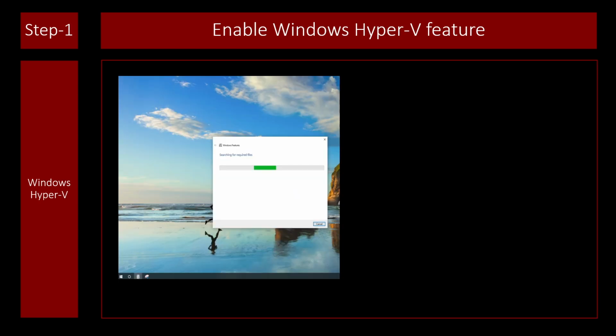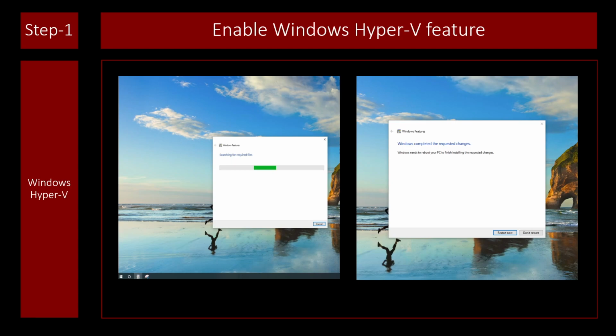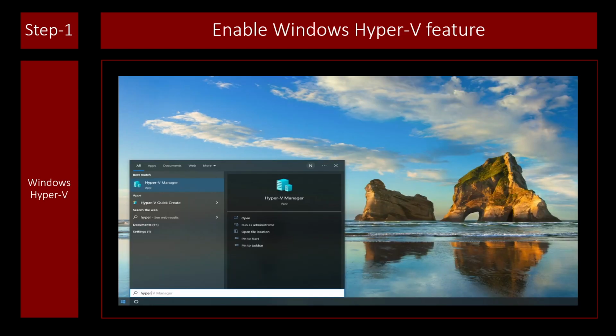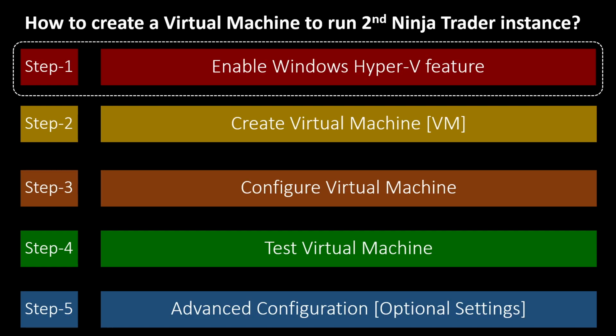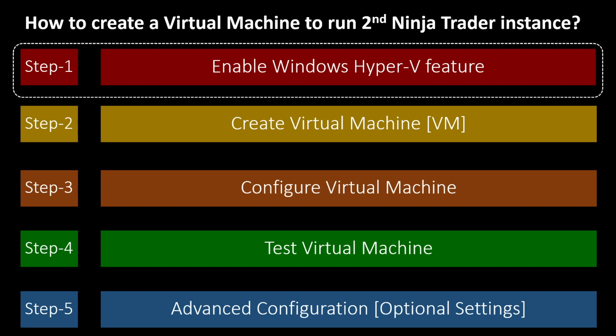Windows will start loading the Hyper-V feature. It will then ask you to restart your computer. Click on Restart. After the computer has restarted, click on the Windows icon one more time and now search for Hyper-V Manager and click Open. It will launch the Hyper-V Manager window. So at this point, step 1 is completed and we have enabled the Hyper-V feature on your main machine.